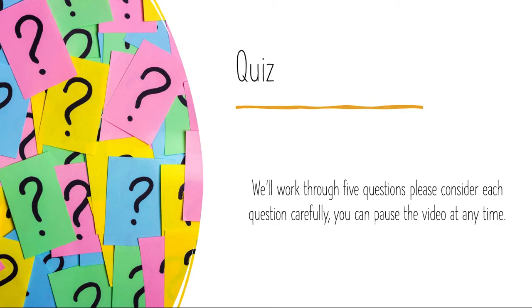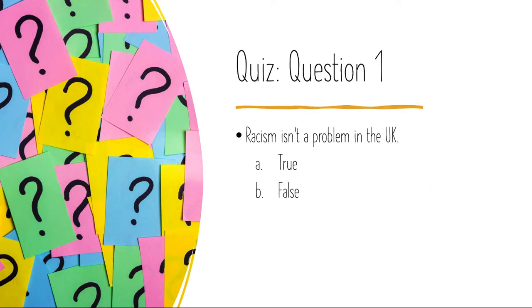So if you're ready, we're going to work through 5 questions, and we'd just like you to consider your answers to these questions carefully. So question 1, racism isn't a problem in the UK. Is that true or false? Keep a note of your answer and we'll go through the answers shortly.